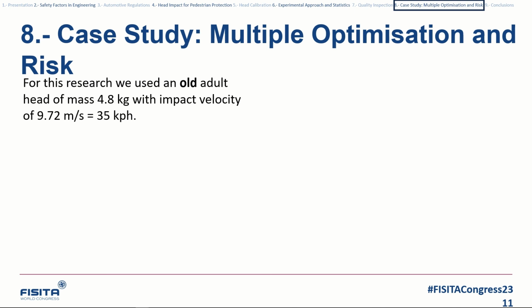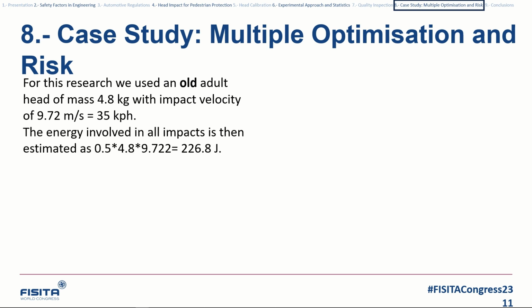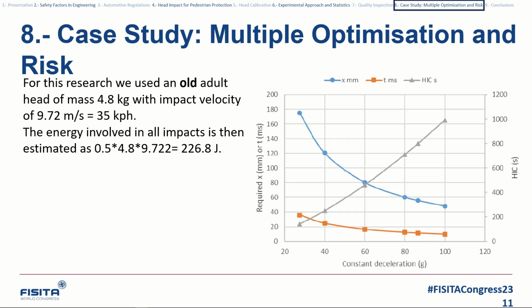Let's focus on our case study. We have multiple optimizations and risks to evaluate. We're using an old adult head of 4.8 kilograms. Currently all impacts are made with a 4.5 kilogram head, and we are doing the impact at 35 kilometers per hour. So this means we have 226.8 joules in kinetic energy.